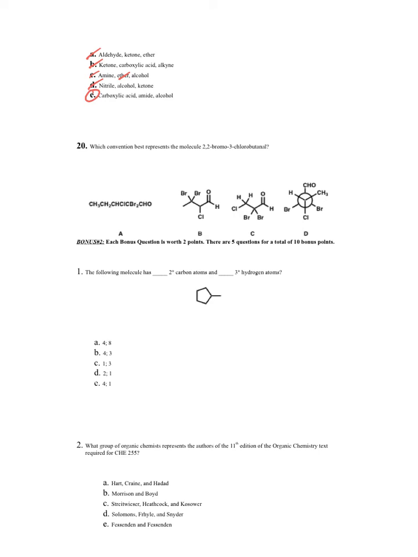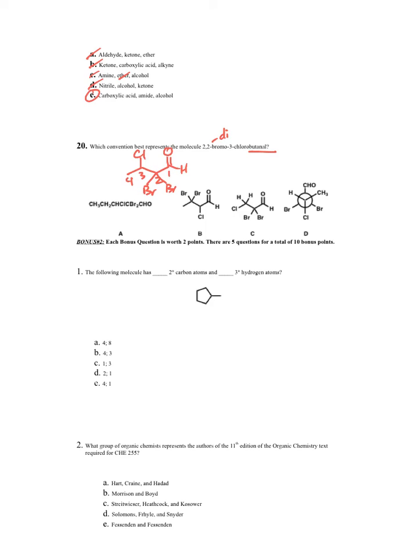So which convention best represents the molecule 2,2-bromo-3-chlorobutanol? So there's actually a mistake in this. This should be 2,2-dibromo. So let's go ahead and, when you're given a name, draw it out yourself, and then you can compare it to the answers. We have butanol. That's a C4 alcohol. 1, 2, 3, 4. 3-chloro. 2,2-dibromo.